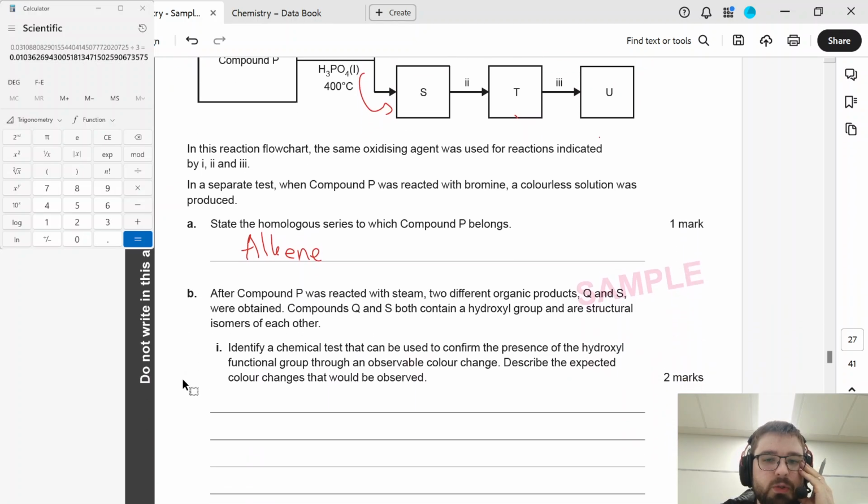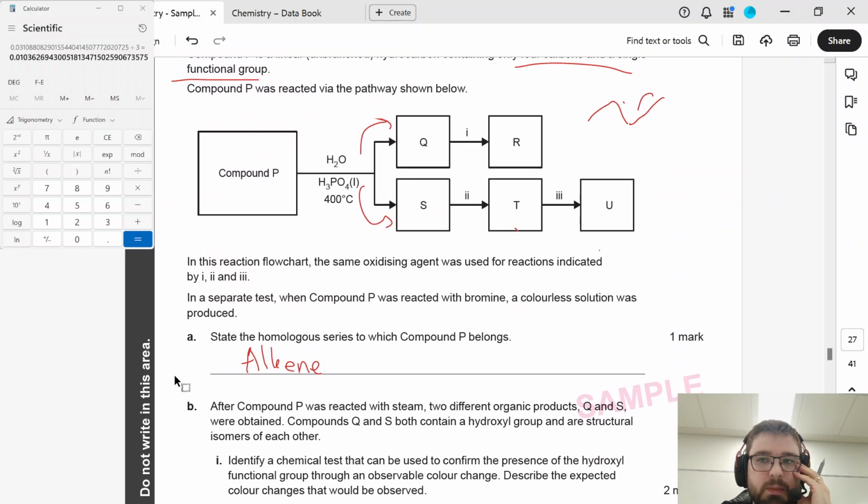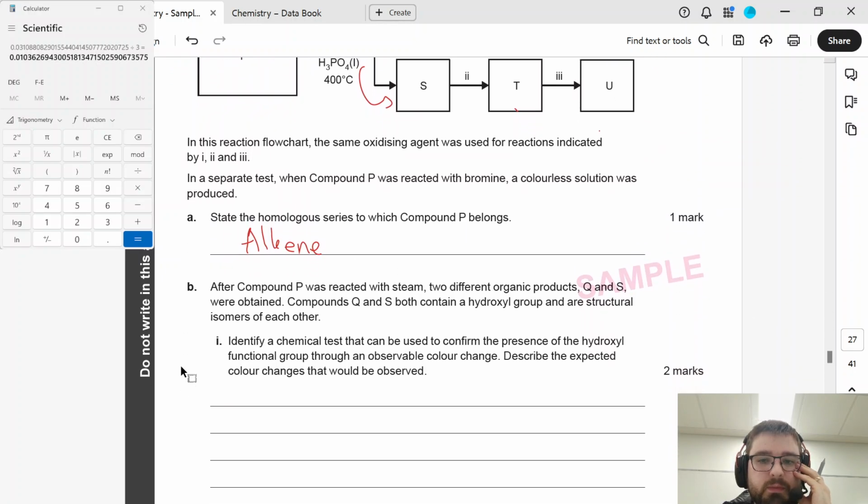After compound P was reacted with steam, two different organic products Q and S were obtained. Compounds Q and S both contain a hydroxyl group and are structural isomers of each other. I mean, that's what we said. It's butan-1-ol and butan-2-ol. Identify a chemical test that can be used to confirm the presence of the hydroxyl functional group through an observable color change. Describe the expected color changes that would be observed.